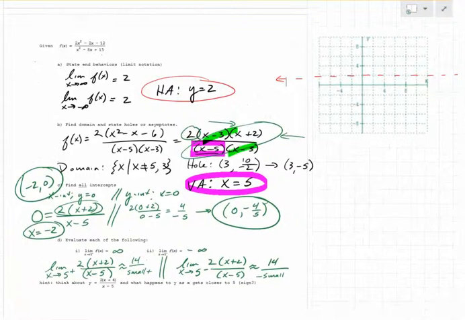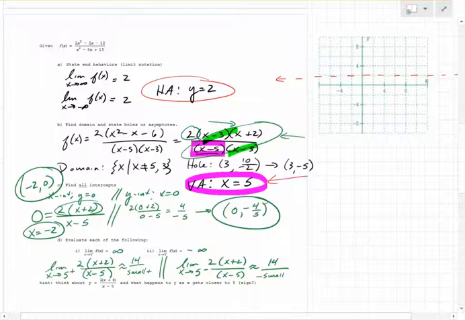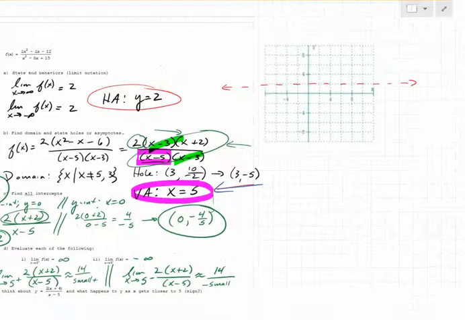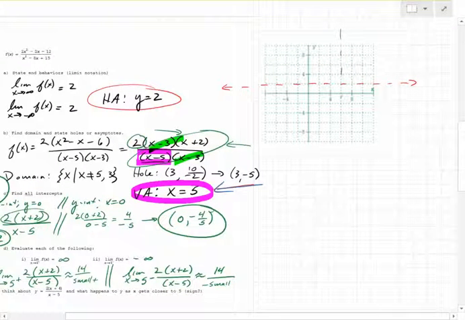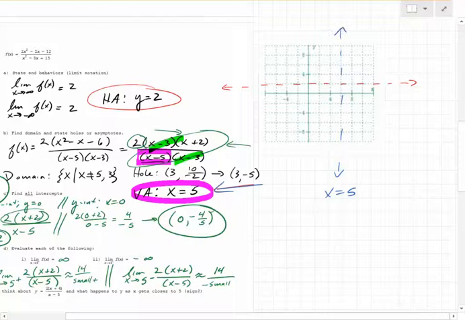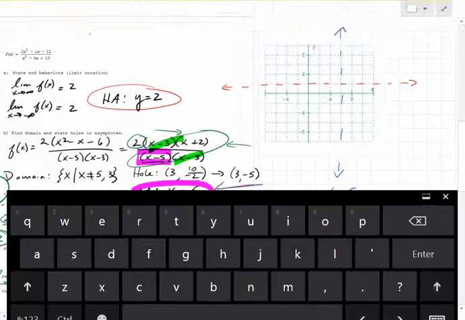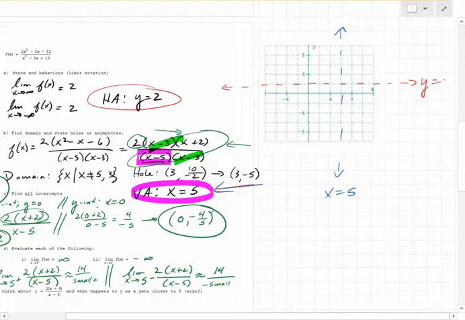So what do we have next? Oh, a vertical asymptote. There's your vertical asymptote. Should I make it purple? I'll make it blue. Where's the vertical asymptote? So 5 is right about here, I think. So that's x equals 5. And that red one is what? The red one is y equals 2.